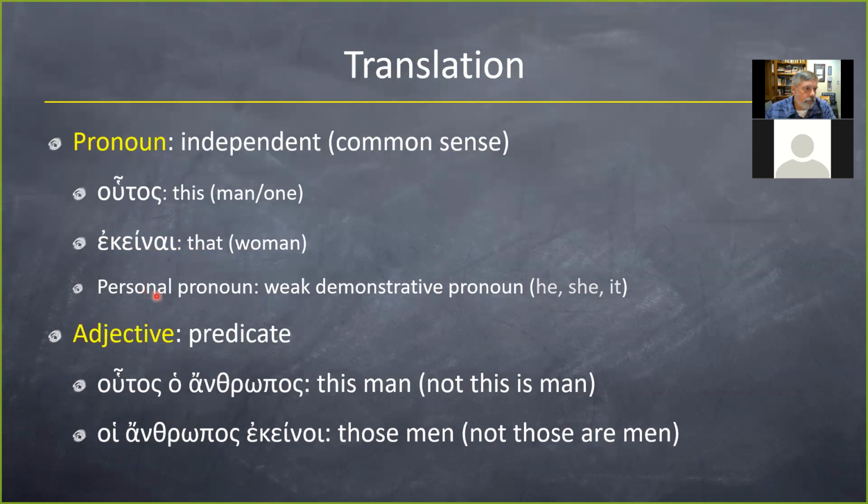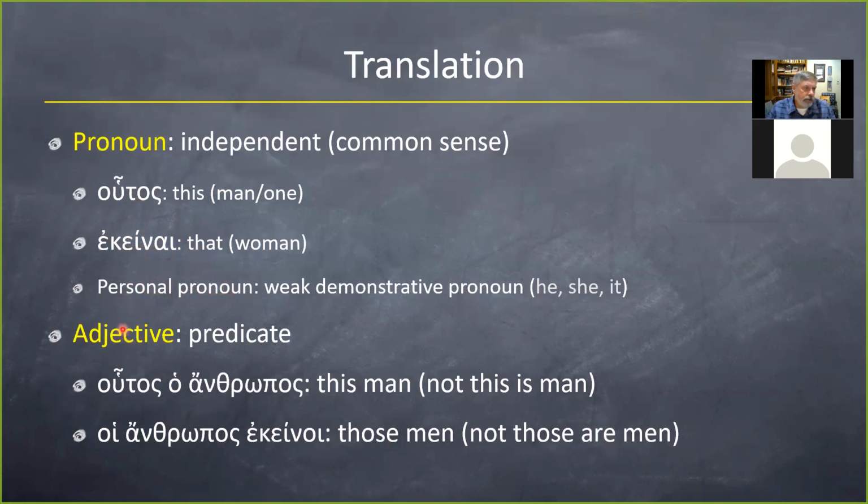It can also function as a personal pronoun, which is what's called a weak demonstrative pronoun. In other words, hutas or ekenai could be he, she, or it. It will stand out pretty well when you see it.